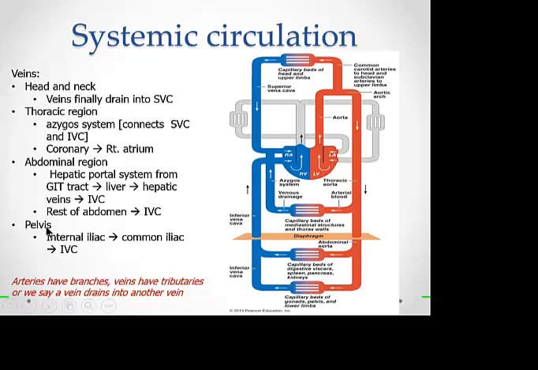In the pelvis, you have a vein which is called the internal iliac vein. We'll see all these veins, and then it drains into something called the common iliac, and then they go into the inferior vena cava. So this is how the venous system is arranged in systemic circulation.